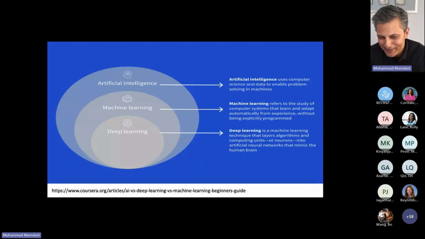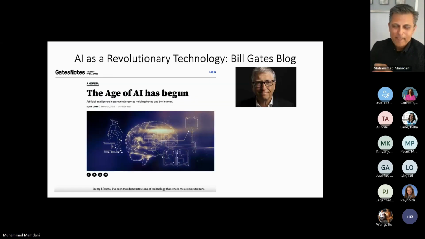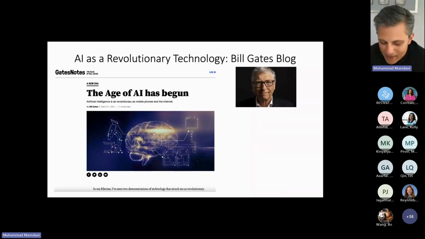And again, I'm not going to go into any detail around these things because I think this crowd is pretty well educated on what AI is and the facets of machine learning and deep learning. I am going to talk a little bit about how AI has been receiving so much attention lately, maybe a bit too much to some extent. It's viewed as a revolutionary technology.